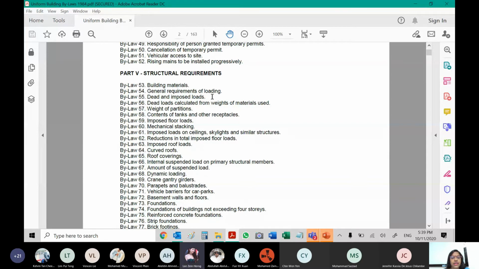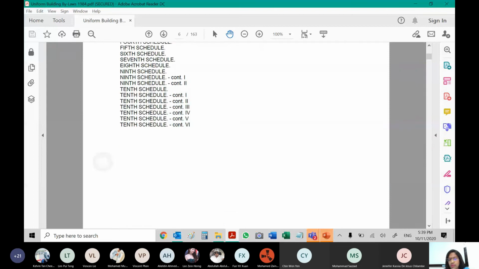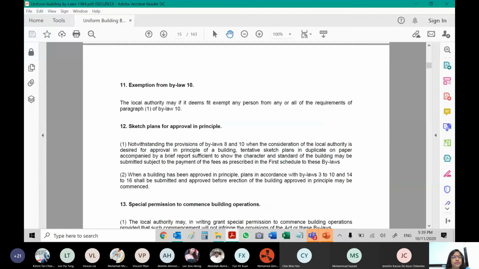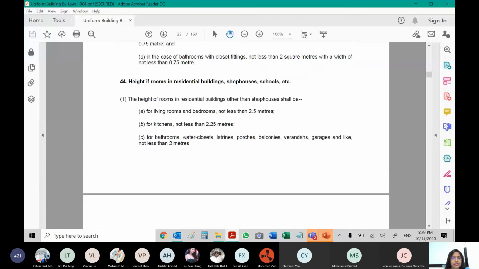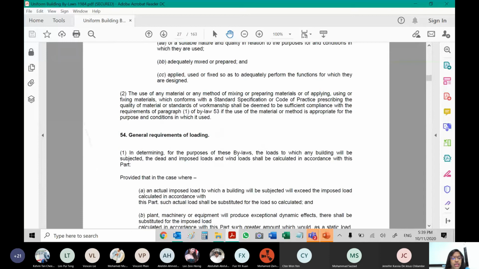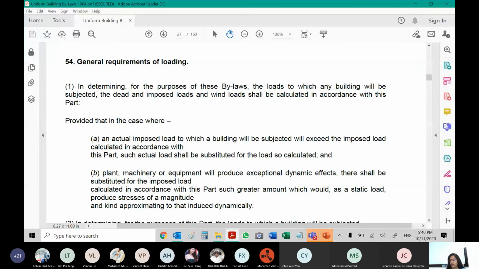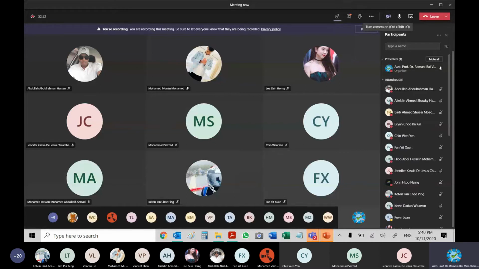Please read for me general requirements of loading, bylaw 54. Oh, wait, I'll open it for you. Don't worry. Bylaw 54, general requirements of loading. Like this, you can refer through. Come on, answer. Read for everybody. John, start reading. John is there. You can switch on your camera.